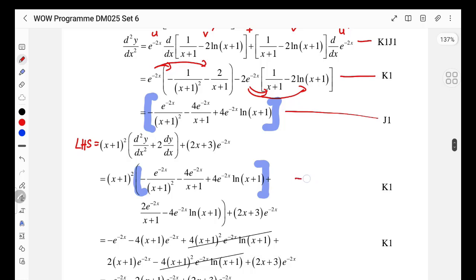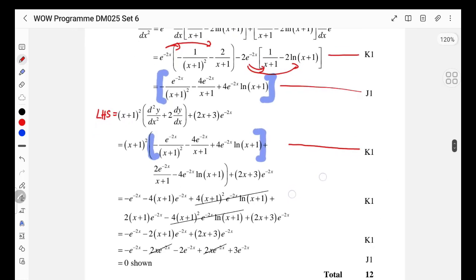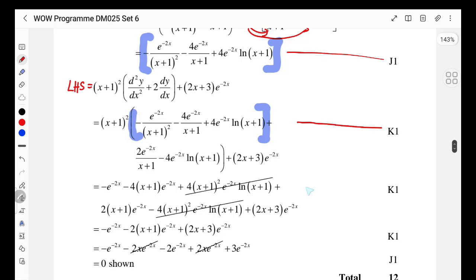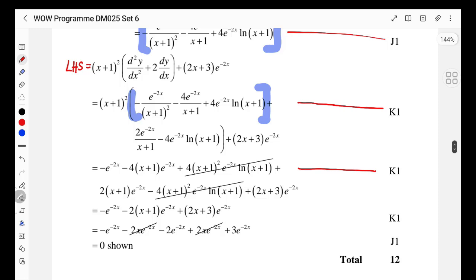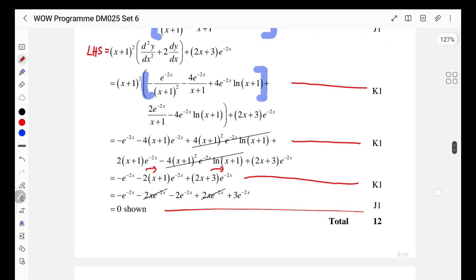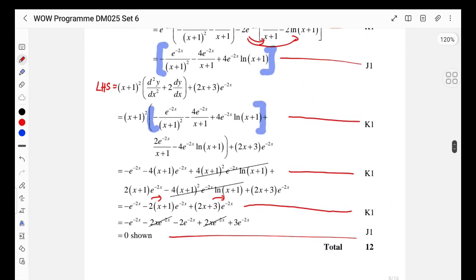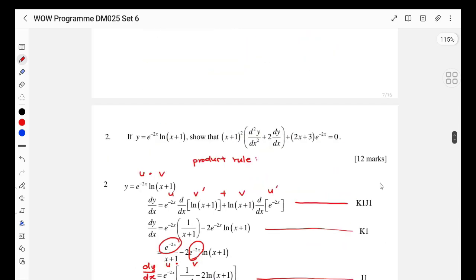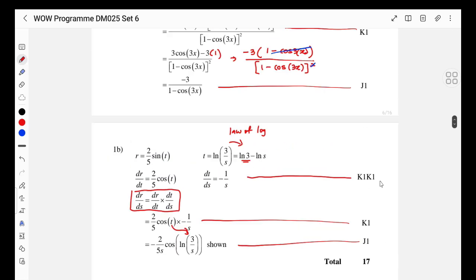You substitute the values inside the left hand side, you get K1 and then another K1. You simplify and then another K1. You multiply the values inside the bracket and then you get your answer J1, which should be 0. So that's it for question 2, section B.